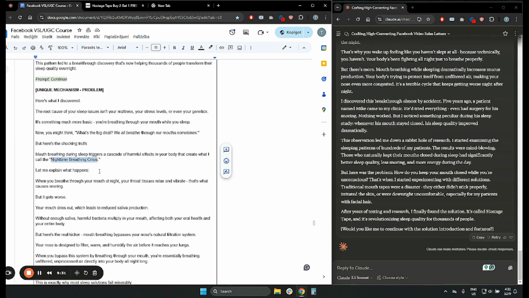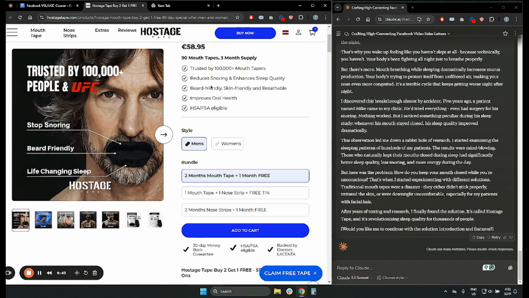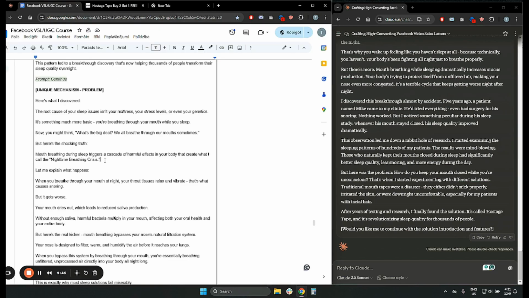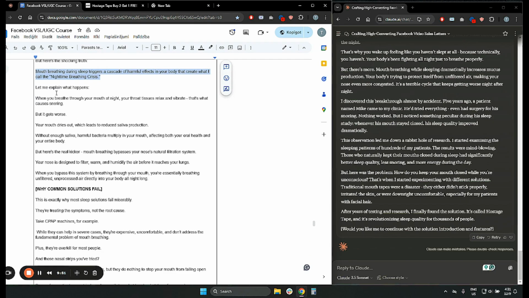This I would replace maybe with something more simple, but overall it's a good idea to have something unique there. And as you can see, it's not taken from the product page. AI just came up with that on the spot without me doing any research, so that's pretty good. Let me explain what happens.